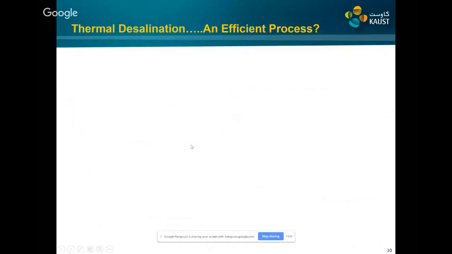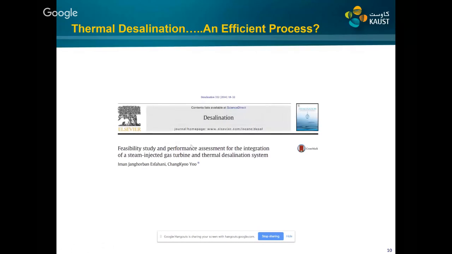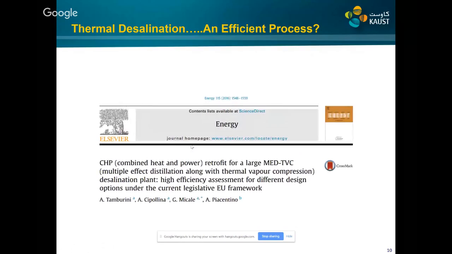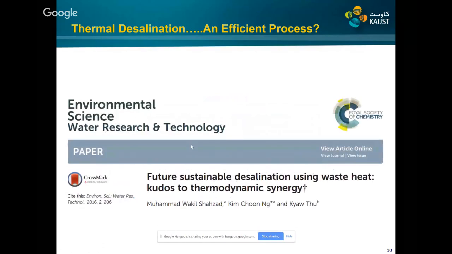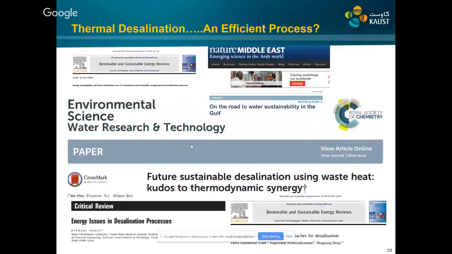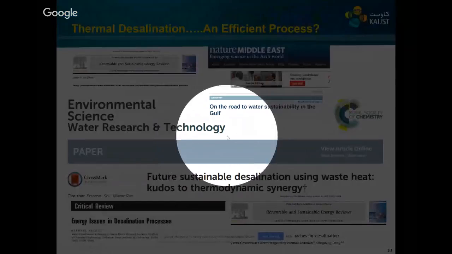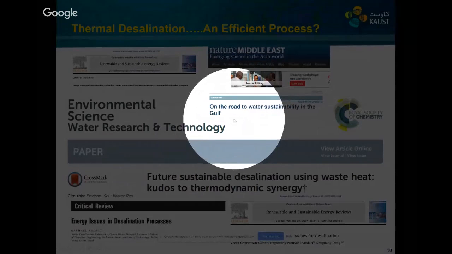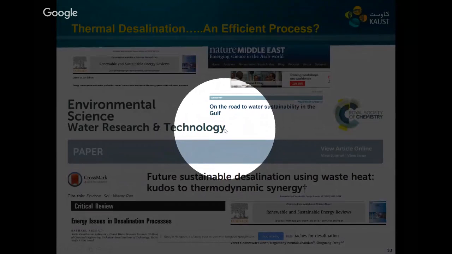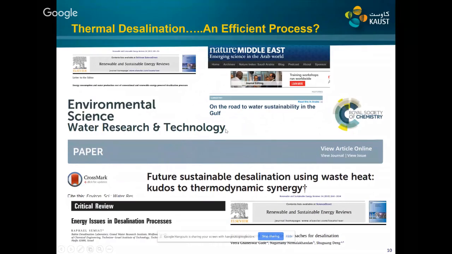But on the other hand, the thermal group is also working very hard, and they also have publications in similar-level journals like Environmental Science, Energy, some Nature publications, and Renewable and Sustainable Energy Reviews. And they also claim that their processes are very efficient. So now the question is, which process is efficient? How do we examine the process efficiency?